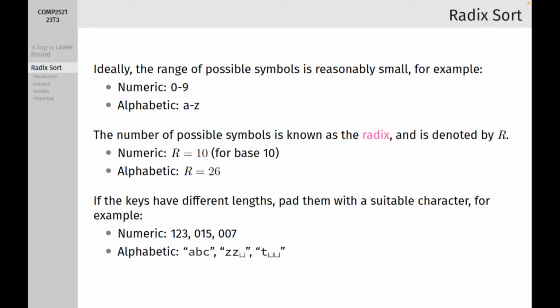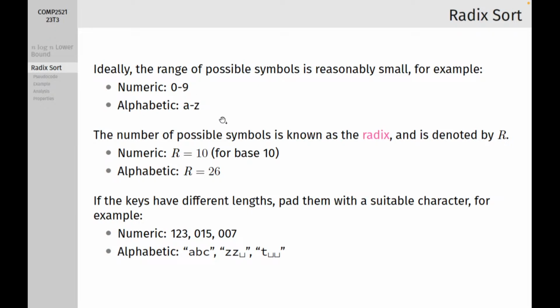All right, so other requirements of radix sort. Ideally, the range of possible symbols is relatively small. For example, if our keys are numeric, then the digits are between 0 and 9, if we're dealing with base 10 numbers. If you're dealing with base 16, then it would be from 0 to 9, then A to F, so it would be 16 possible symbols, and that's relatively small. If we're dealing with alphabetic strings, then we would have 26 possible symbols. That's also a relatively small amount.